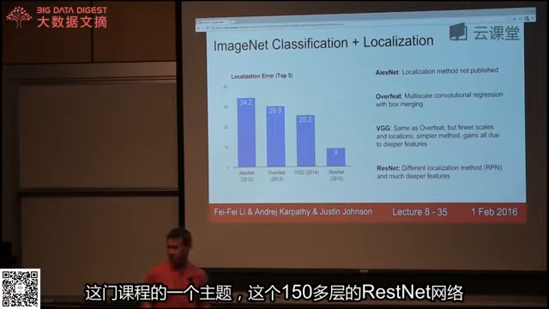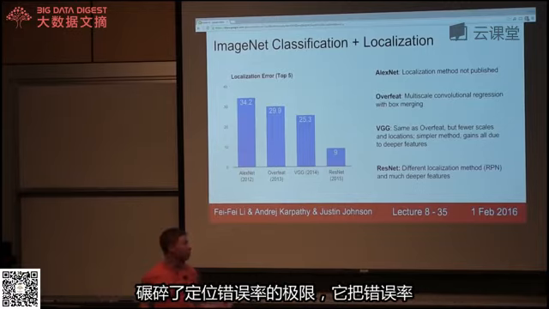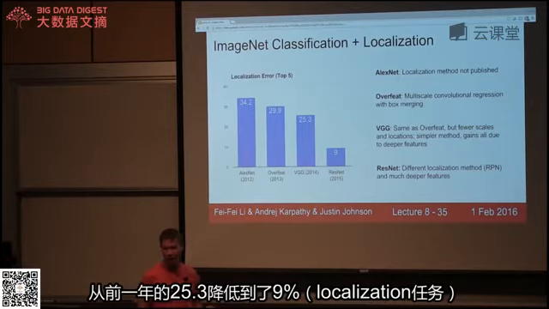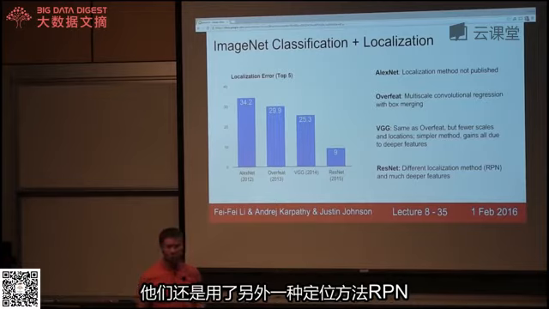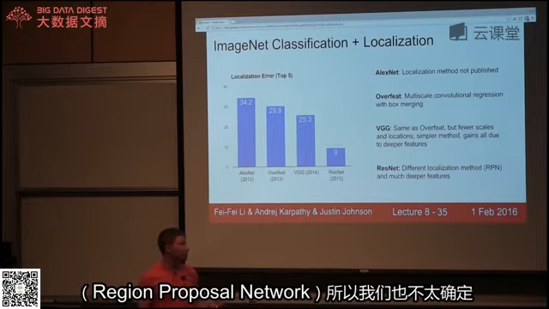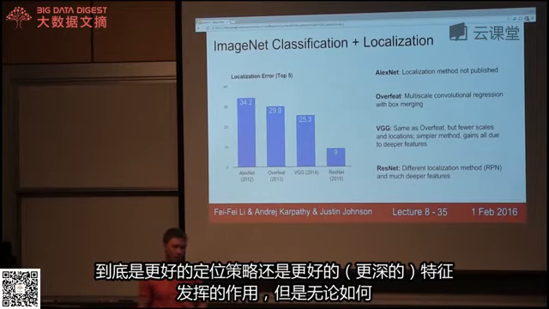This 150-layer ResNet from Microsoft crushed localization here and dropped performance from 25 all the way down to 9. But it's tough to really isolate the deep features. So yes, they did have deeper features, but Microsoft actually used a different localization method called RPNs, Region Proposal Networks. So it's not really clear whether it's the better localization strategy or the better features. But at any rate, they did really well.